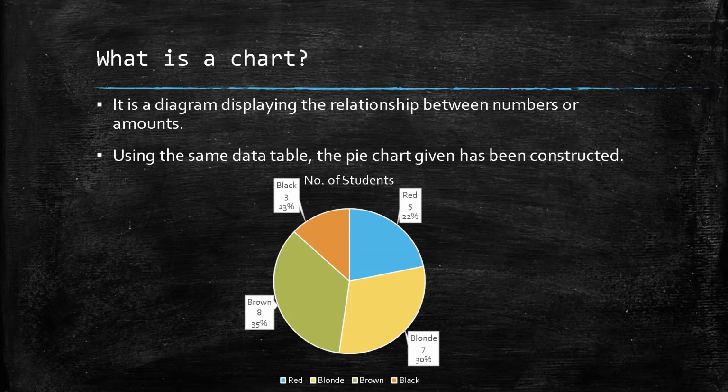What is a chart? A chart is a diagram that represents the relationship between numbers or values. Using the same data table that we used before, I have constructed a pie chart. Try to understand the chart and tell me how many students have blonde hair as a percentage. Drop your answer in the comment section.